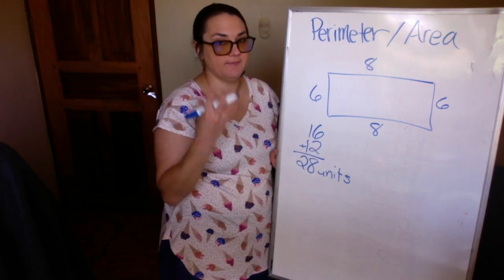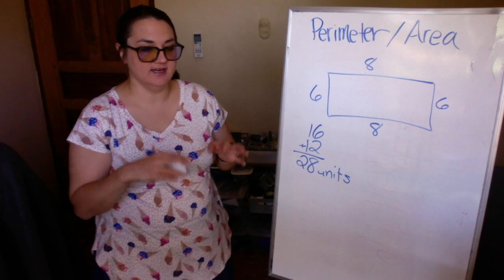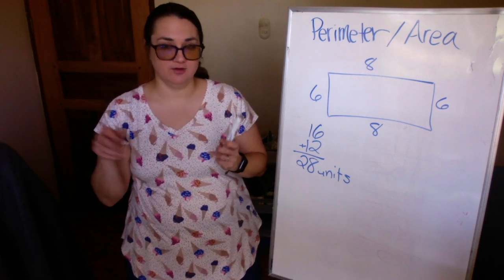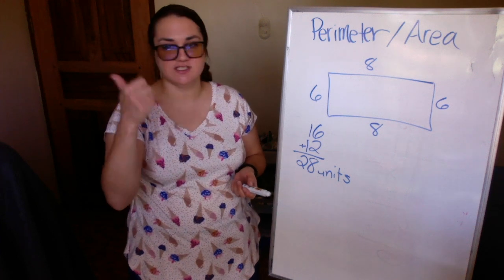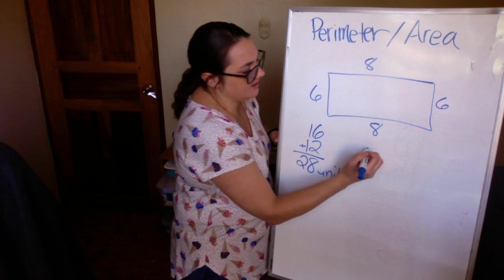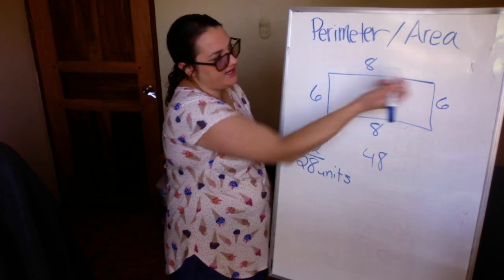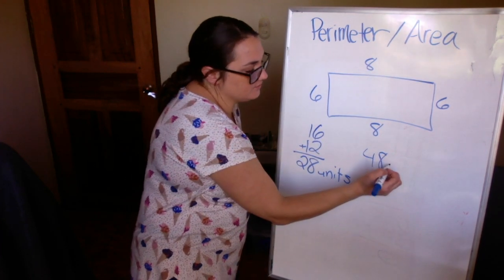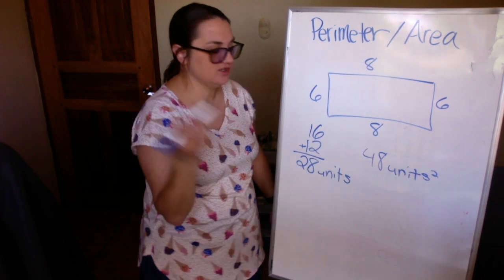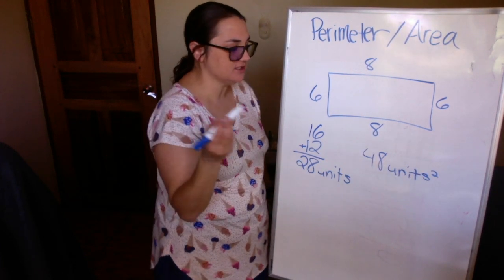And again, going back for students with dyslexia, dysgraphia and ADHD, or who missed this during COVID, you may need to go back to skip counting. So 6, 12, 18, 24, 30, 36, 42, 48. And I go, okay, are my units squared or units regular? And they go, units squared. Area means squared so units change.